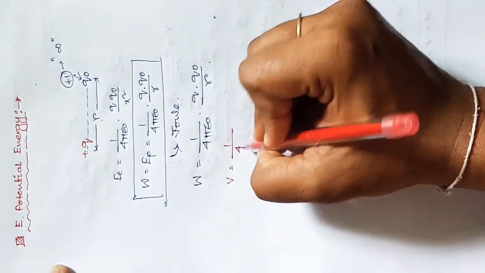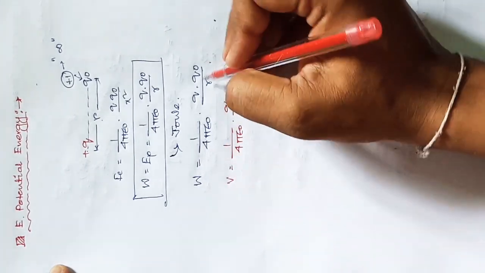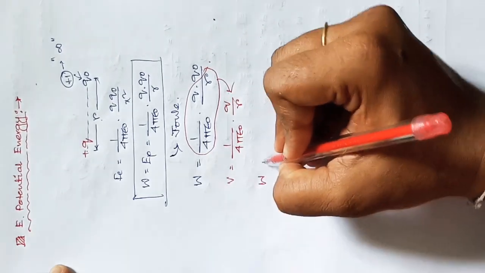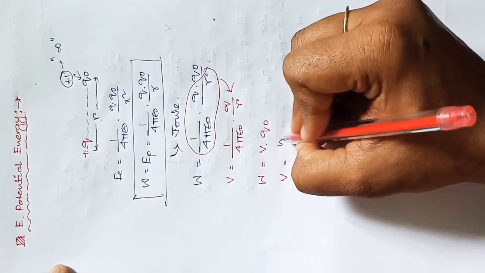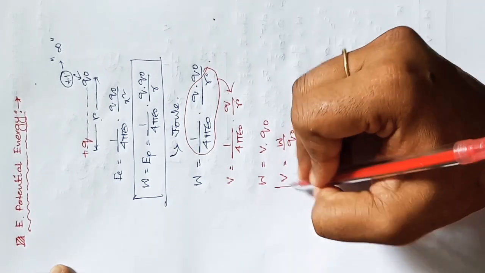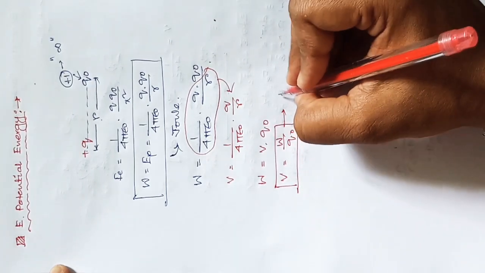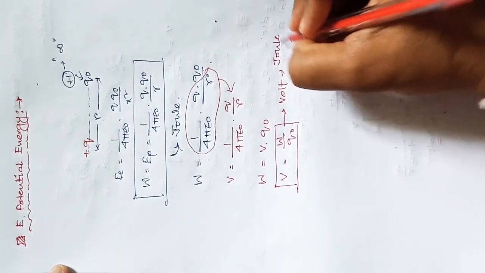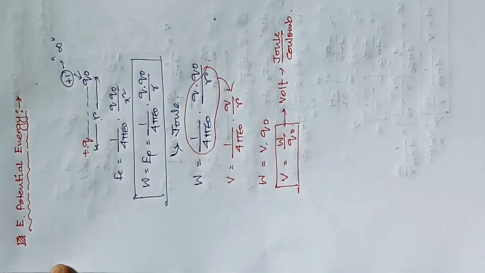And if we talk about the expression of potential, it comes out to be 1 by 4 pi epsilon 0 q by r. So this is nothing but your V. So W will be equals to V into Q naught, so V will be equals to W by Q naught. This is another expression of the electrostatic potential. Its unit is volt, that is equals to joule per coulomb.